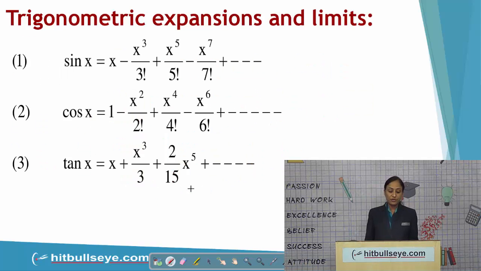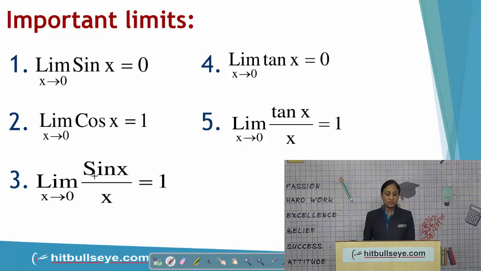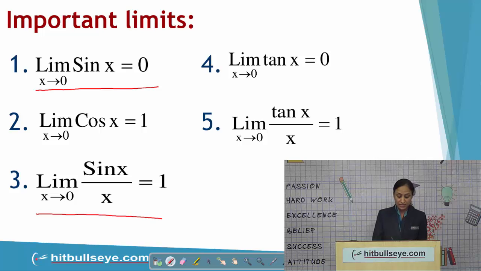These are the trigonometric expansions that are commonly used. The expansion of sin x, cos x and tan x. These are the limits based on the expansions that we were just talking about. So you can see the limit of sin x as x approaches 0 is equal to 0. The limit of sin x upon x as x approaches 0 is 1. This is a very important one. So let's take up a question based on this.